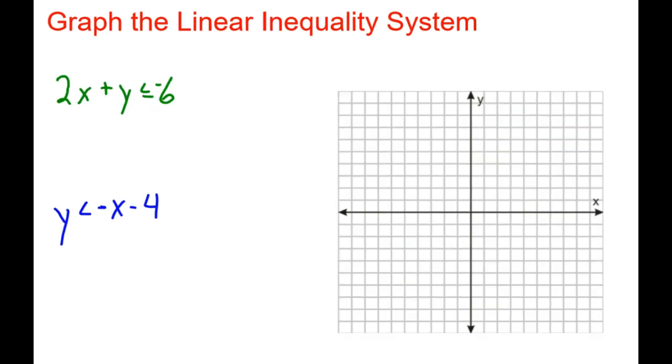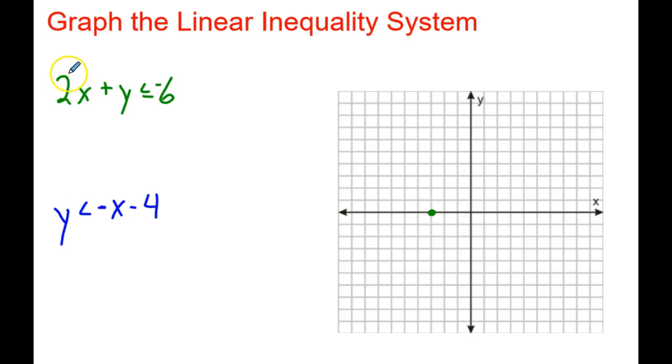Now to a second example, same process. We want to go through and graph this system of linear inequalities. We have 2x plus y is less than or equal to negative 6, and then we have y is less than negative x minus 4. For this first one, I am going to choose to use the cover-up method to graph this linear inequality. So if I find first my x-intercept, that's going to be negative 3. I would take negative 6 divided by 2. My x-intercept is negative 3.